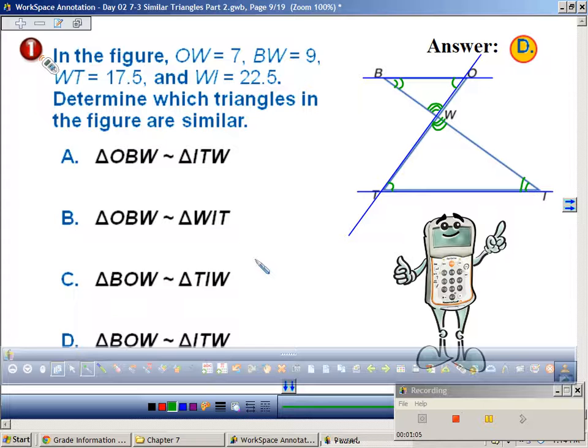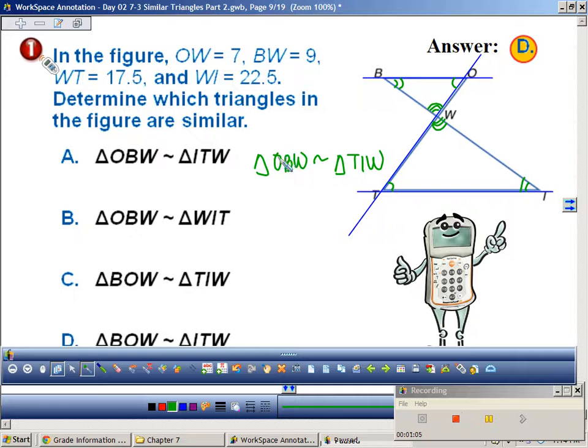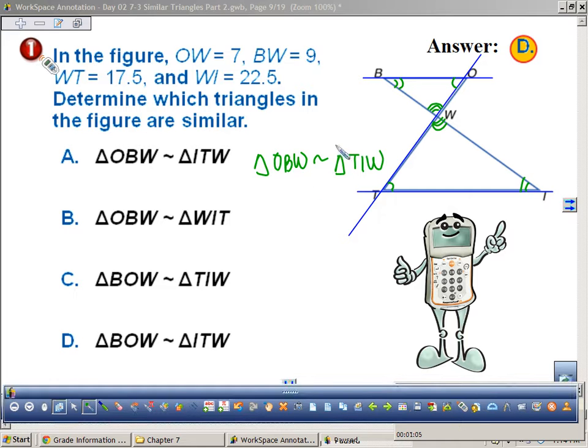Okay, so I'm going to say that triangle OBW is similar to TIW. All right, so this one says BOW would be similar with ITW, and that's what that says, but we need to check.